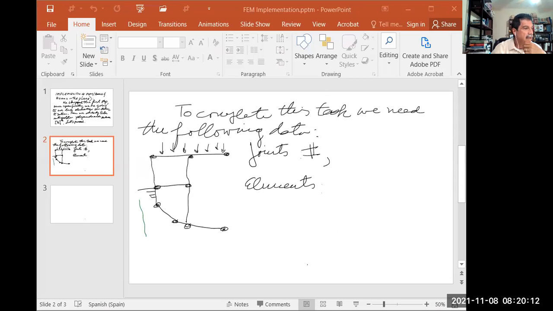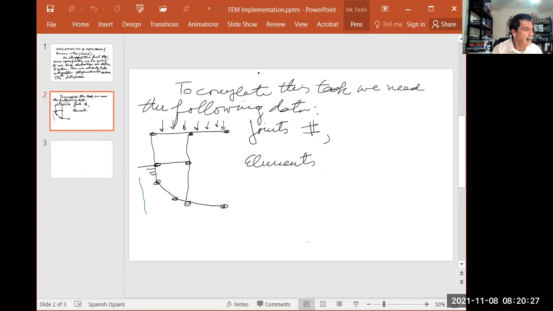Okay, so we were discussing how to implement this, and we said that we need not only the joints, but also the positions. That's xi, yi for each one of these joints. For the elements, we need the number, of course, and then we need the connectivity table.